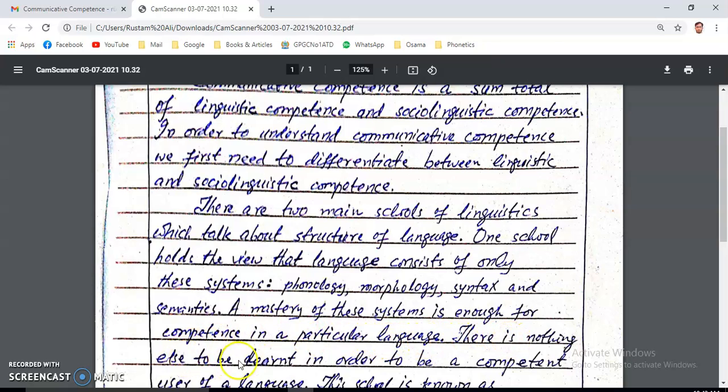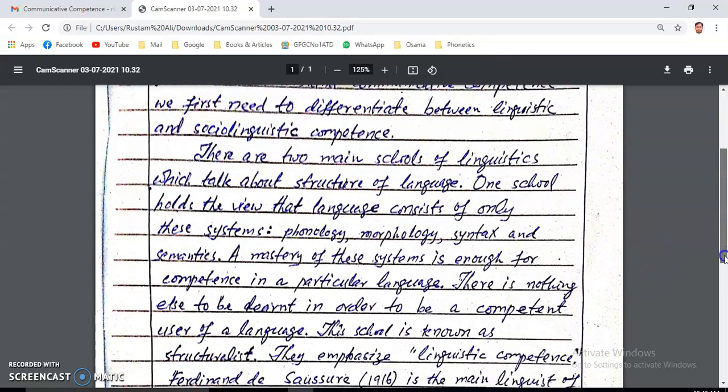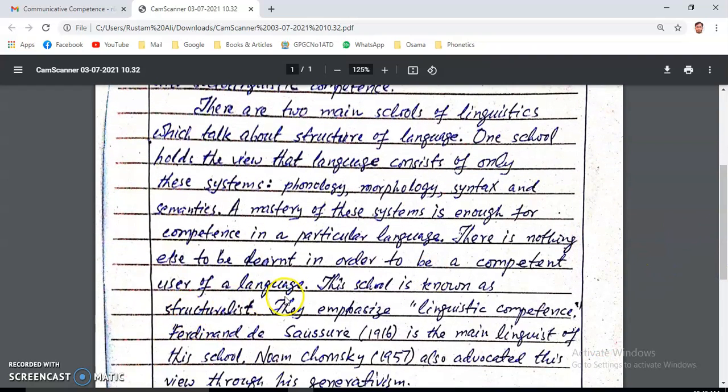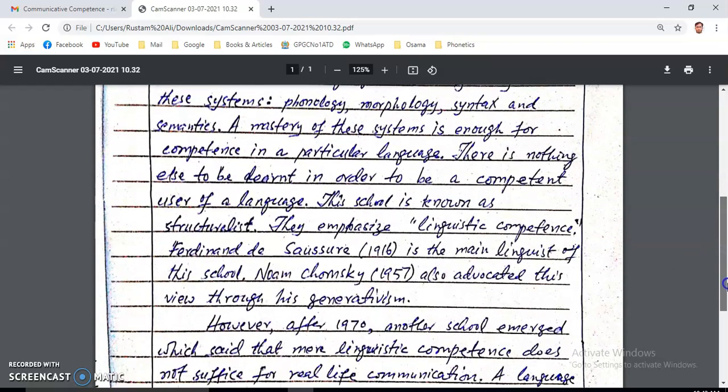There is nothing else to be learned in order to be a competent user of a language. This school is known as structuralist. Okay, they emphasize linguistic competence. Ferdinand de Saussure in 1916 is the main linguist of this school. Noam Chomsky, that is 1957, also advocated this view through his generativism.